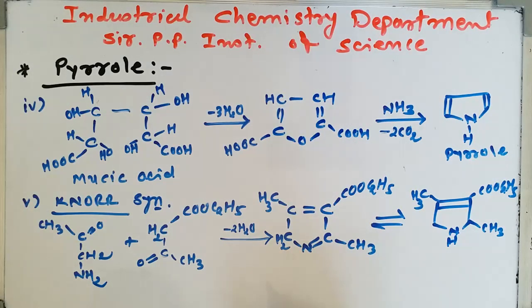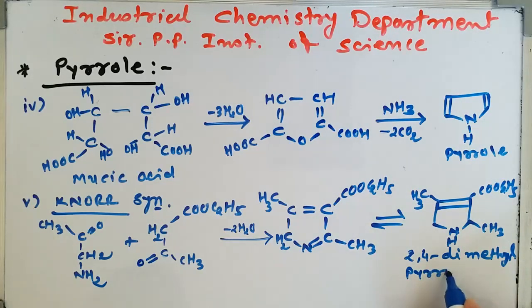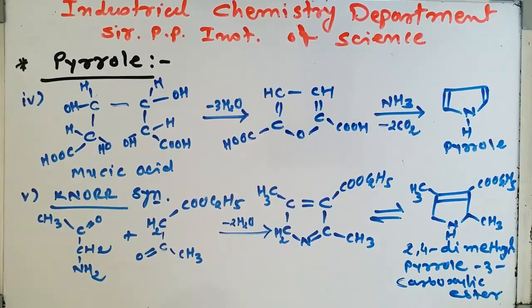It is 2,4-dimethyl pyrrole-3-carboxylic ester. It is known as Knorr synthesis. This is the most general method for the synthesis of pyrrole.